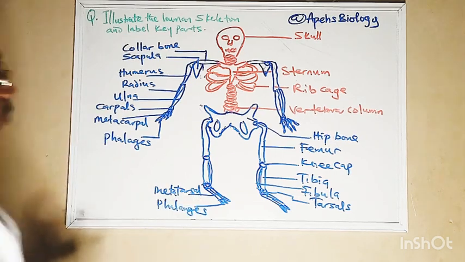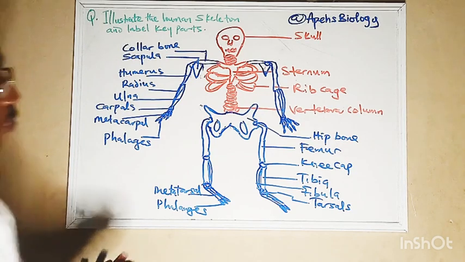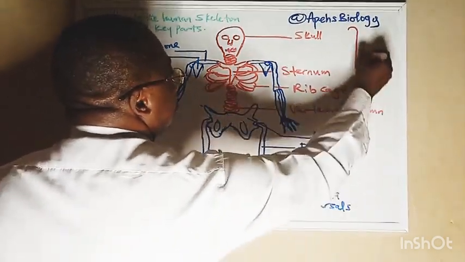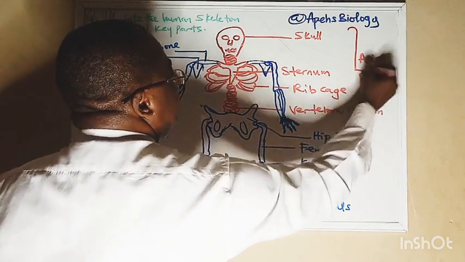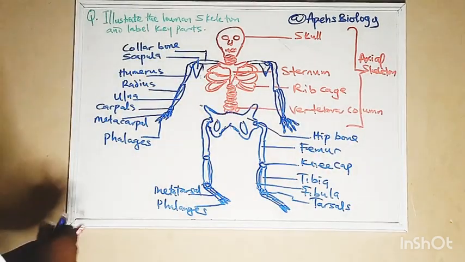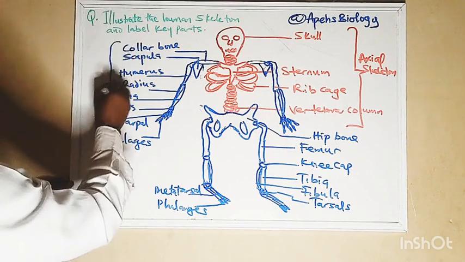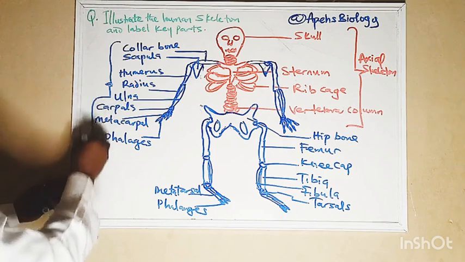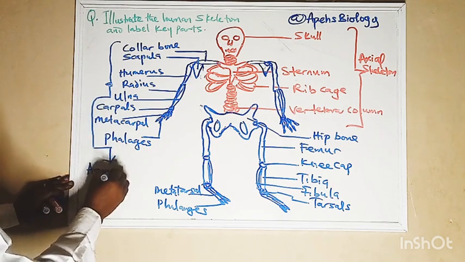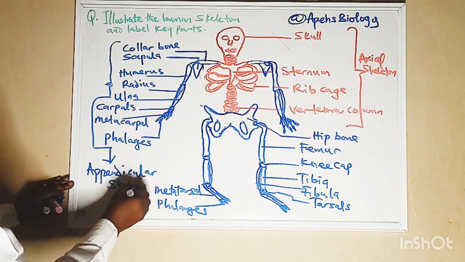So we have a very simple diagram of the human skeleton. All the parts that are colored red are part of what is called the axial skeleton, right? While all the parts that you see colored blue are called the appendicular skeleton. So this is a simple sketch of the human skeleton.